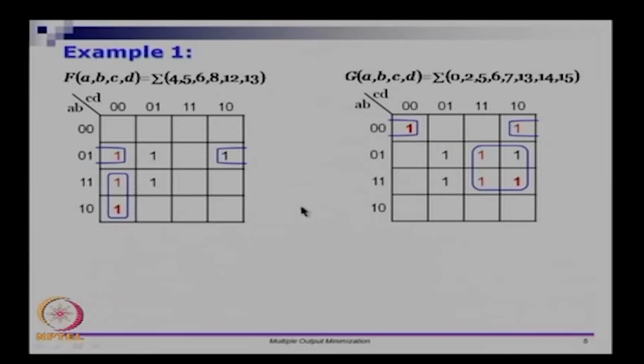So all the red ones are now taken care of, they are peculiar or unique only to those, and after that you are still left with 2 of these ones, and if you notice, these 2 ones are also in the same position in G. So I do not have to make a separate circuit for this term and a separate circuit for the same term in G, I can instead share that circuit.